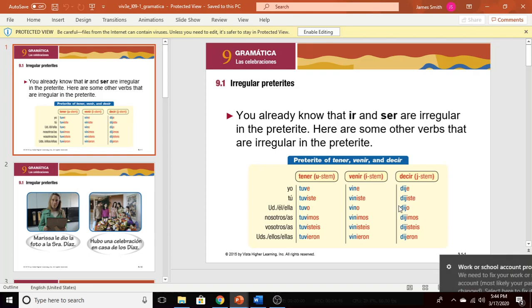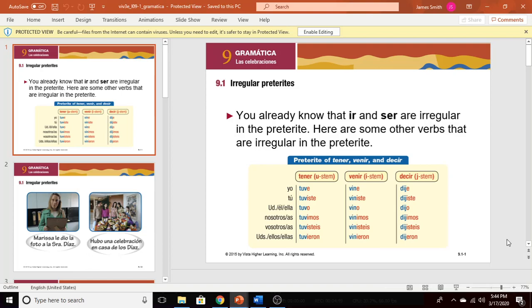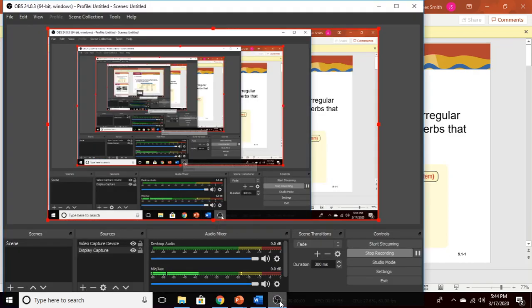And this is the last hurrah of the preterites. They simply called them irregular preterites. In the next video, we will talk about 9.2.